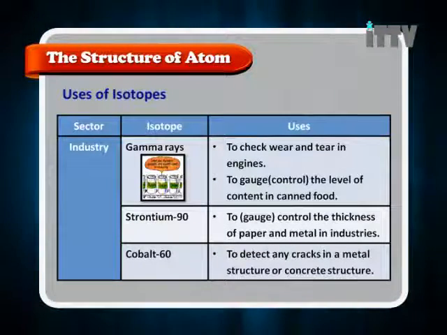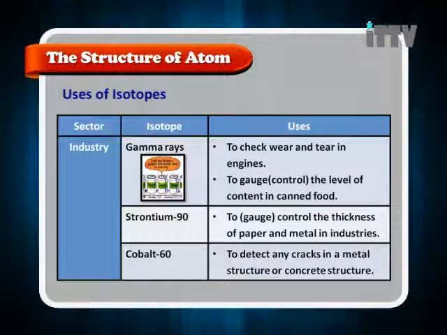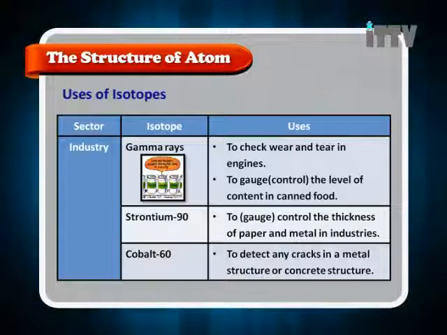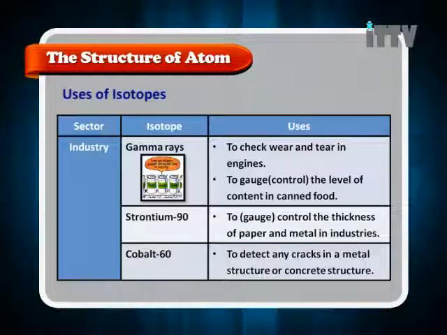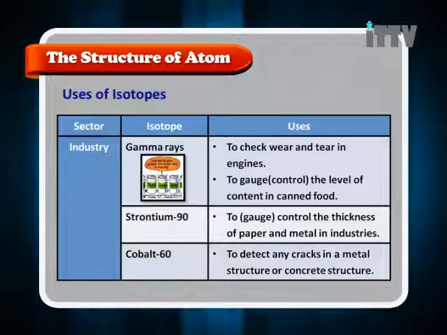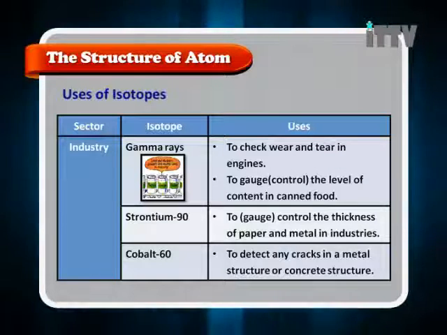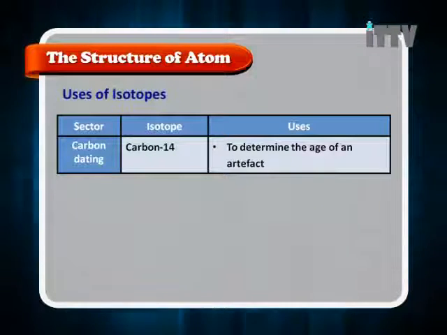Industry: gamma rays, to check wear and tear in engines and to gauge and control the level of content in canned food. Strontium-90, to gauge and control the thickness of paper and metal in industries. Cobalt-60, to detect any cracks in a metal structure or concrete structure.